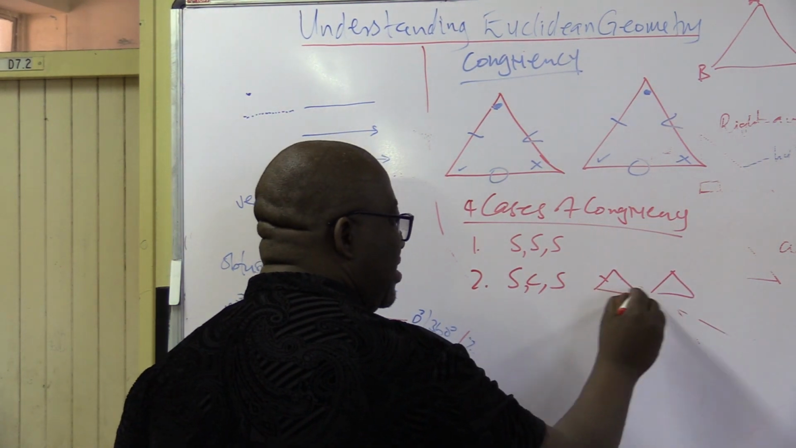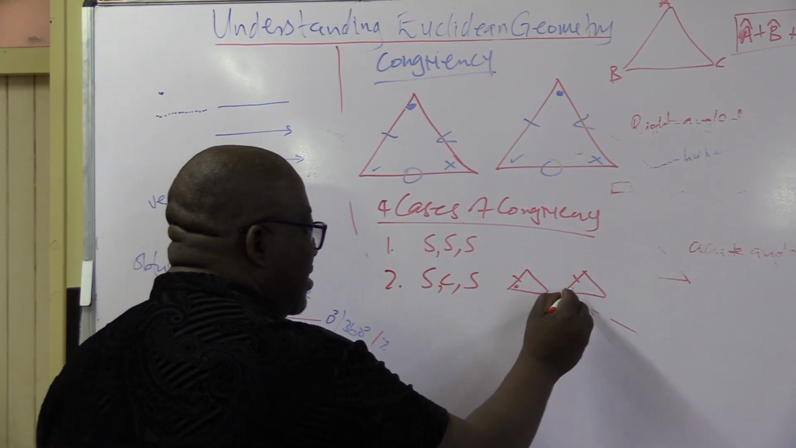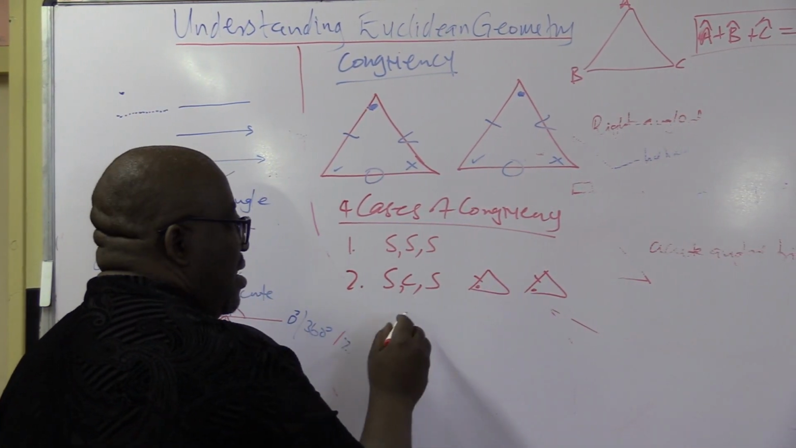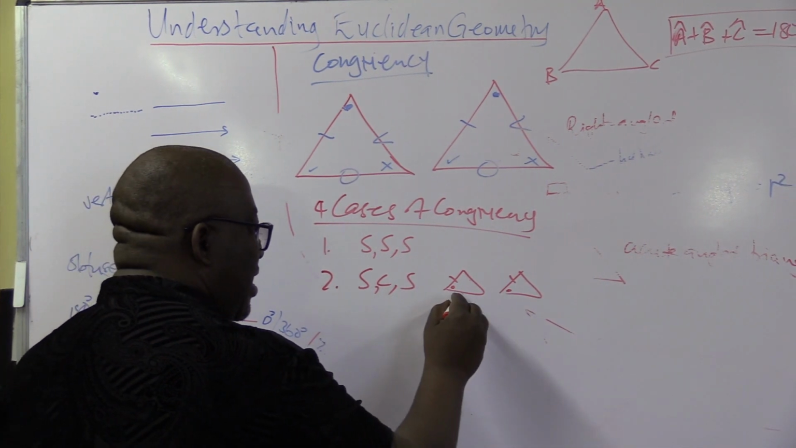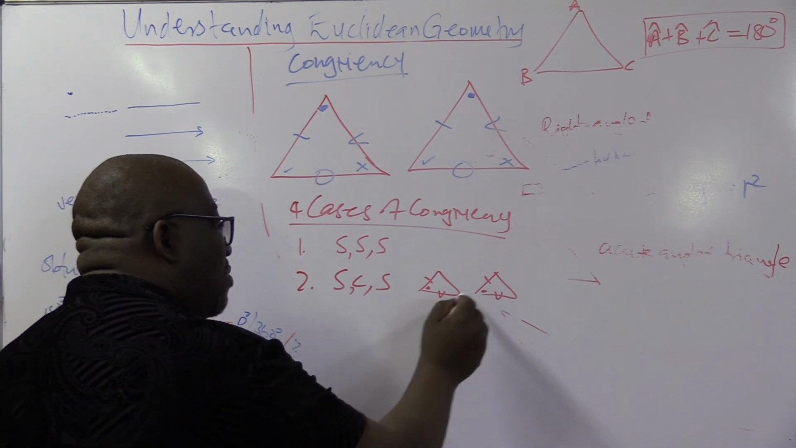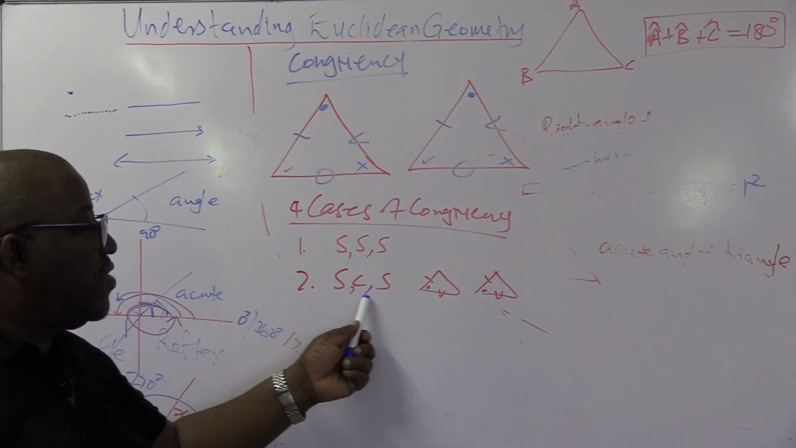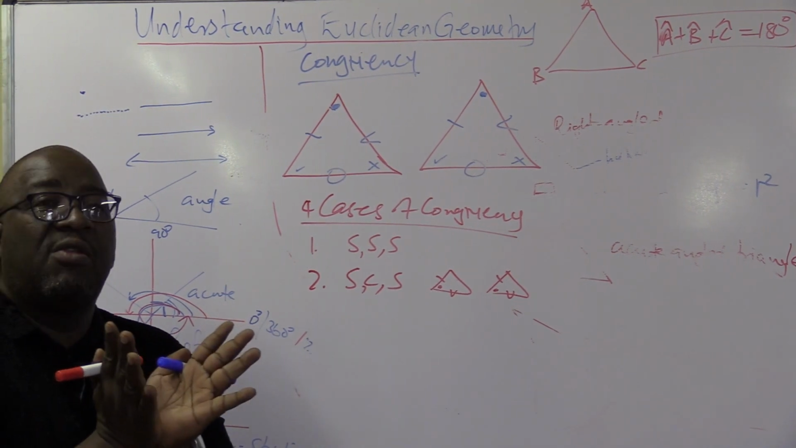If this side is the same as this side, that's side. If this angle is the same as this angle, that's angle. And this side, the same as this side. I can't take that other side because the angle is here. Because the angle that is involved is called the included angle.